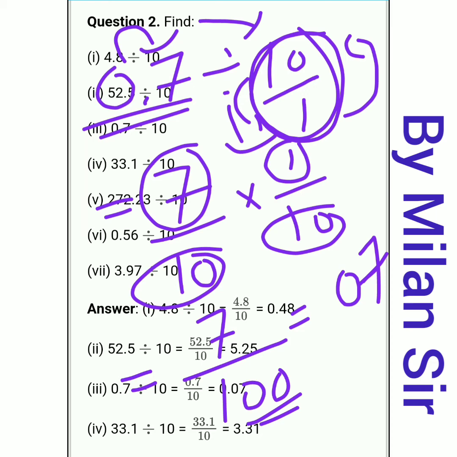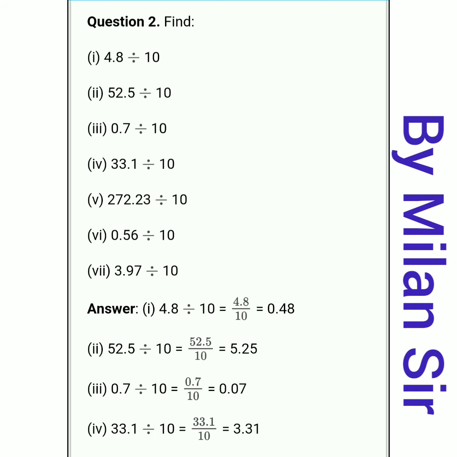Okay, now before two digits, that means 0 and 7, we need to put a decimal point and nothing is remaining, so here again we need to write 0. So our answer is 0.07.